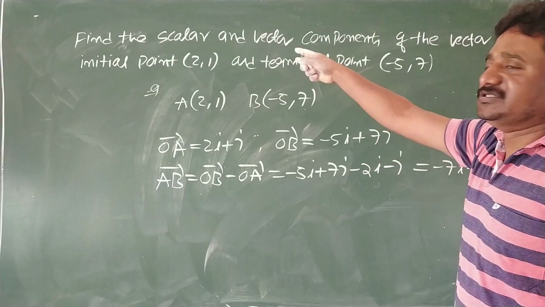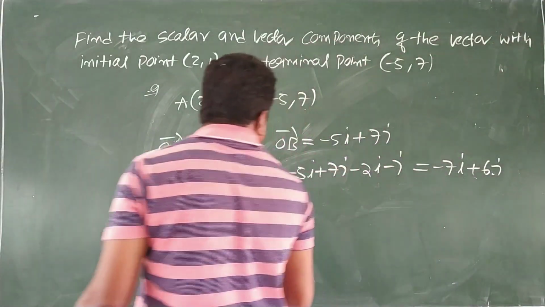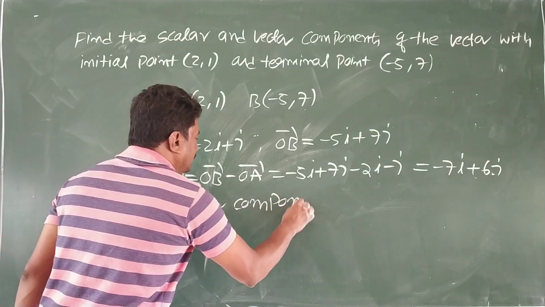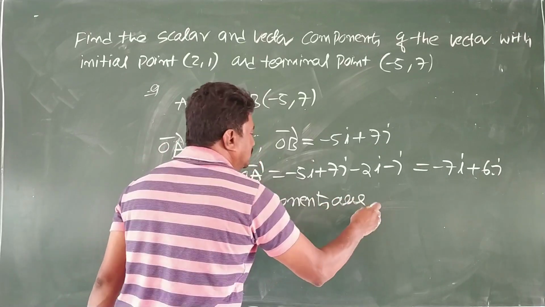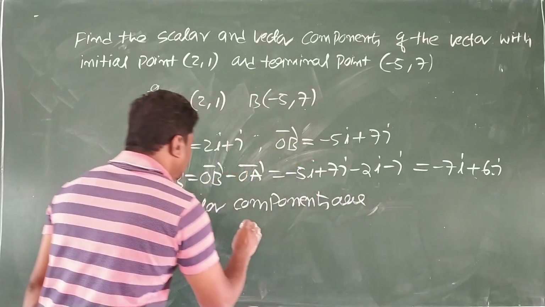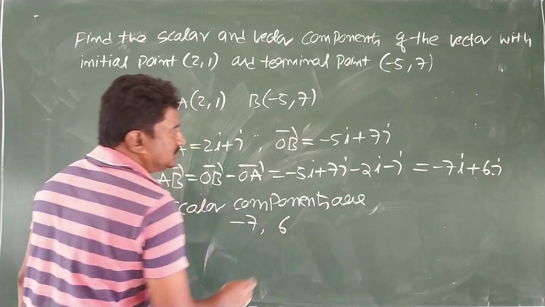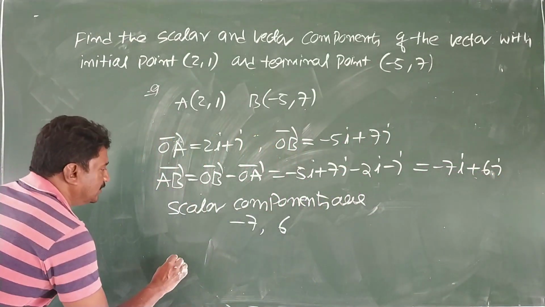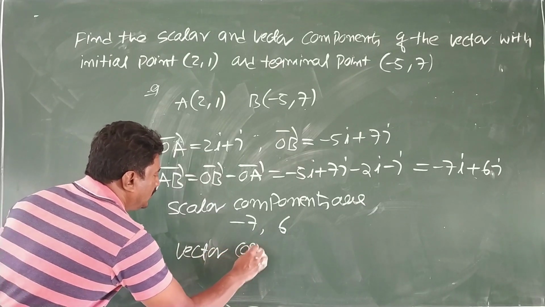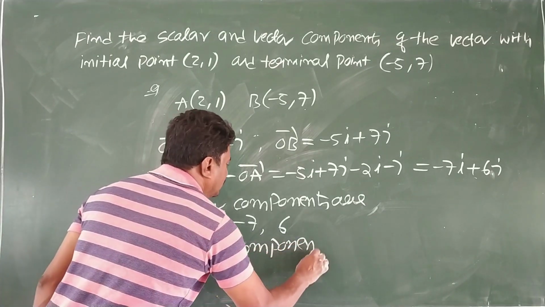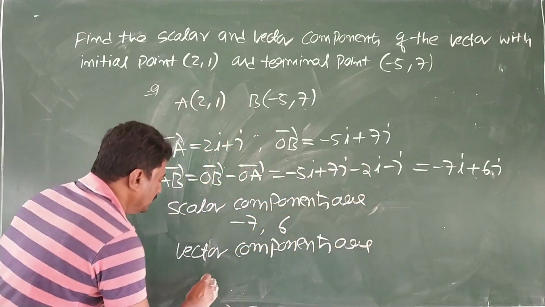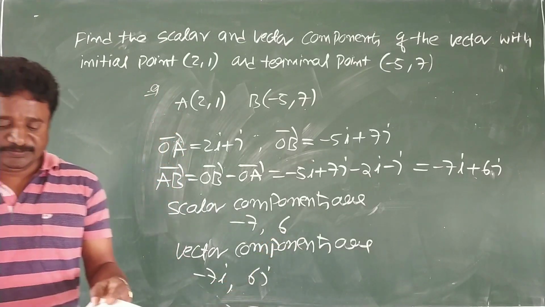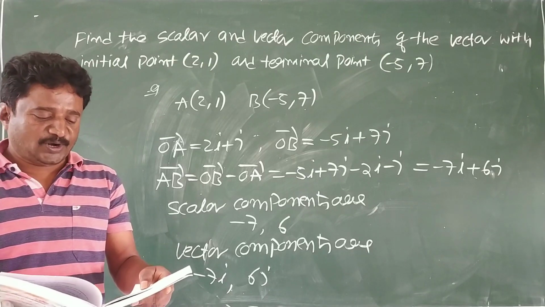What is asked now? Scalar and vector components. Scalar components are minus 7, 6. Vector components are minus 7i and 6j.